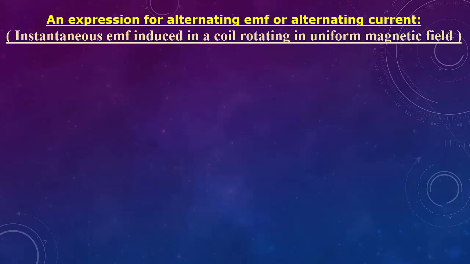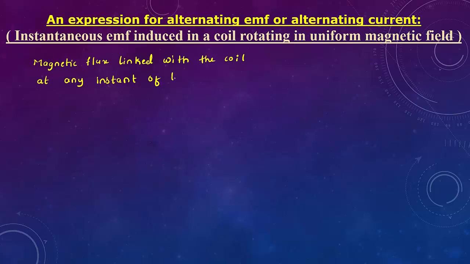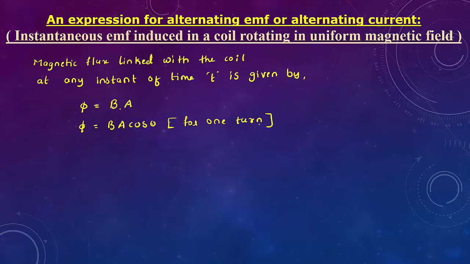Now I am going to consider the magnetic flux linked with the coil at any instant of time t. Magnetic flux linked with the coil at any instant of time t is given by, we know the magnetic flux equation, that is phi equal to B dot A, or we can take BA cos theta. We considered phi equal to BA cos theta. This is only for one turn. If that coil is having only one turn, then we can write this equation.